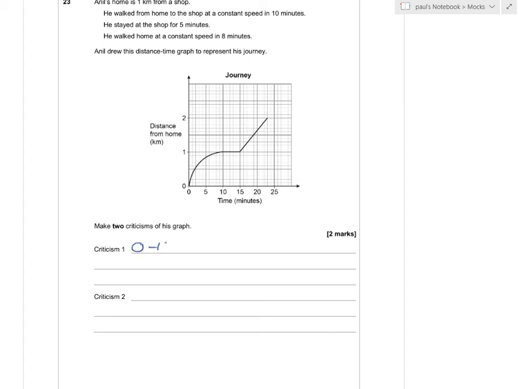The 0 to 10 minutes walk to the shop should be a straight line. It's going up in a bit of a curve there. It should be like that. Should be like that. Straight line.